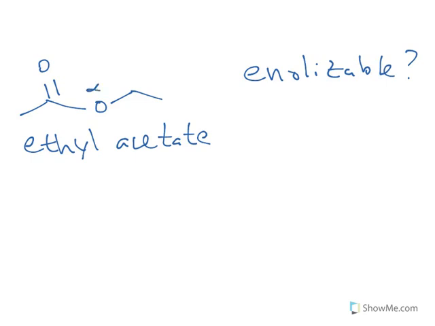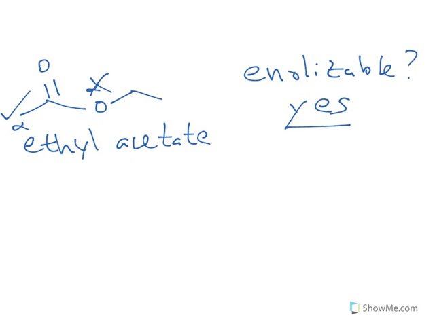So in fact, here the oxygen is at the alpha position, and it does not contain a hydrogen. So this is a no. But what about over here? That alpha position checks out. We now have hydrogens at that alpha position. So ethyl acetate indeed is enolizable. So the question now is, is it more or less enolizable than a ketone?